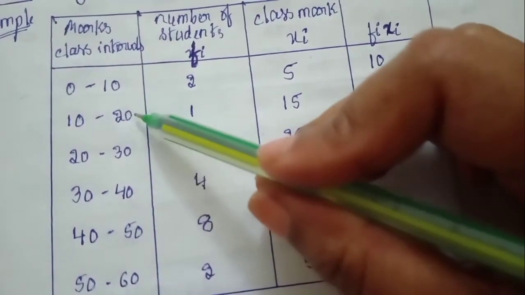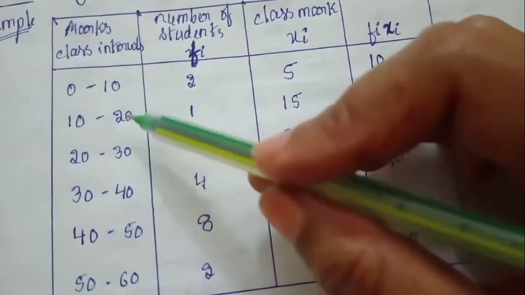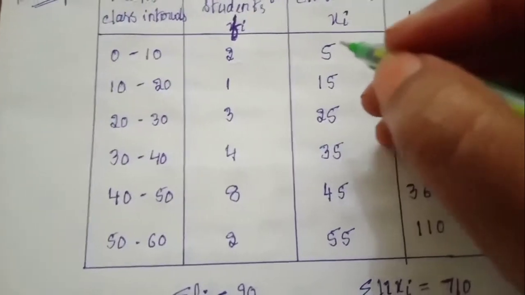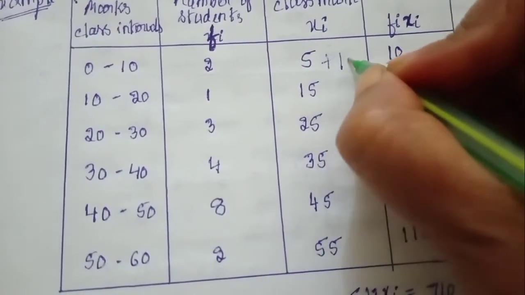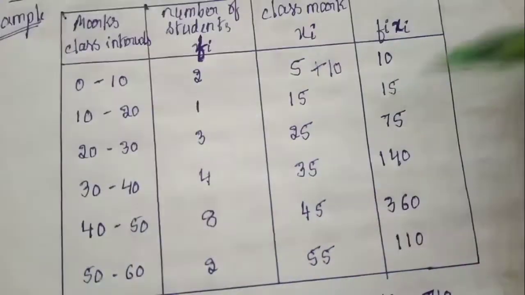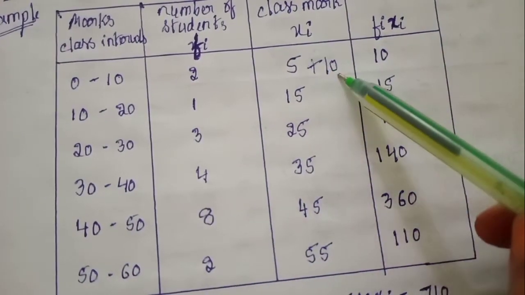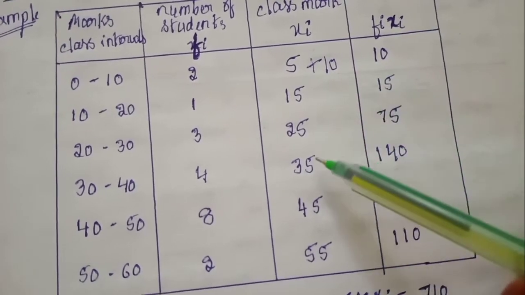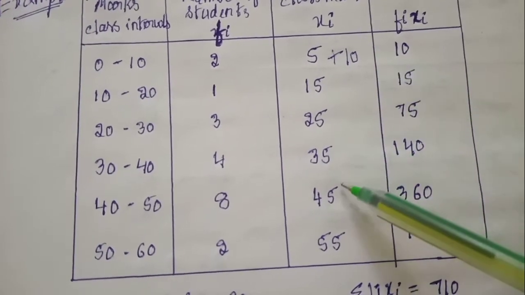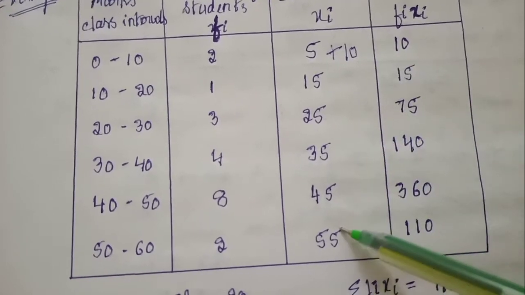What is the class size here? 20 minus 10. You can observe the class size is 10. So once you get the class mark of the first class interval, you can add the class size, plus 10. That is 5 plus 10, 15. 15 plus 10, 25. 25 plus 10, 35. 35 plus 10, 45. 45 plus 10, 55.